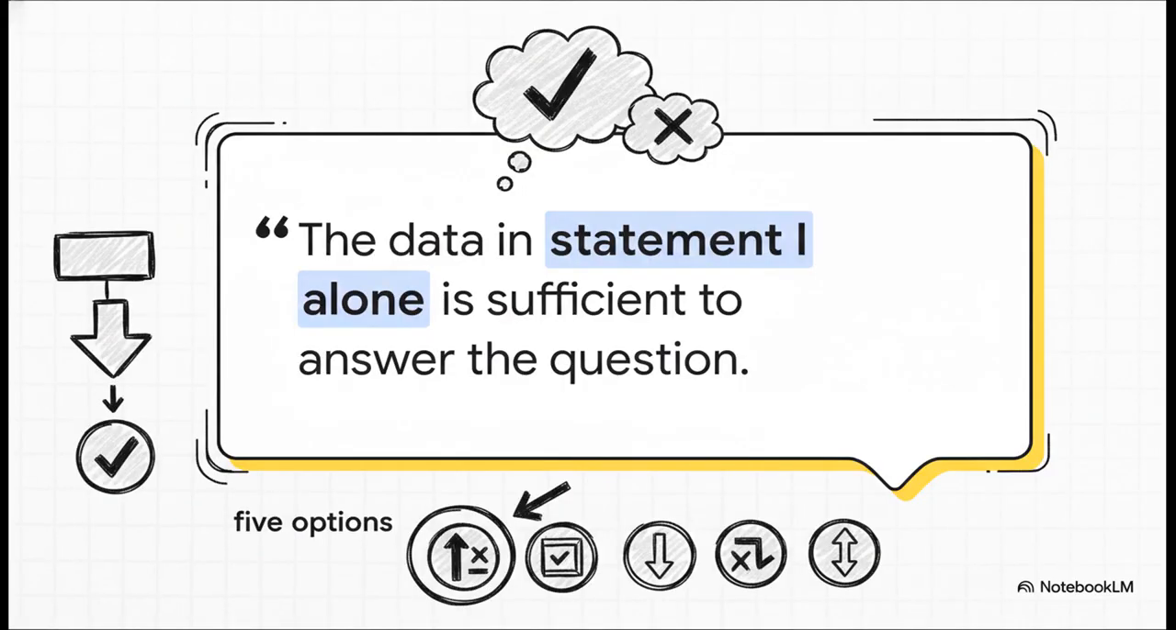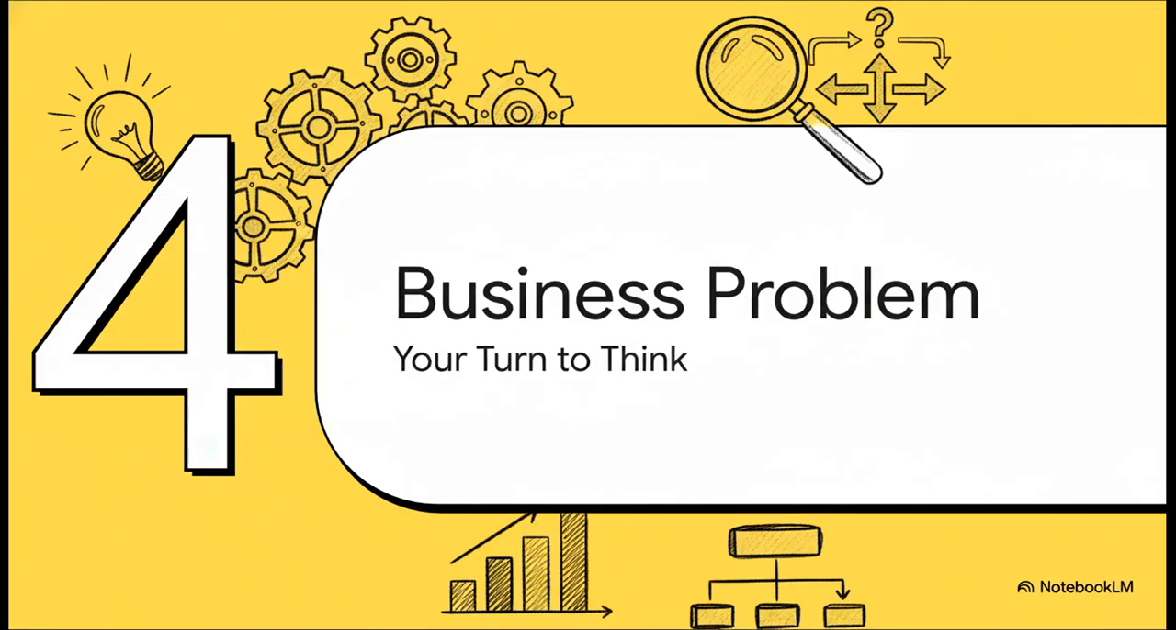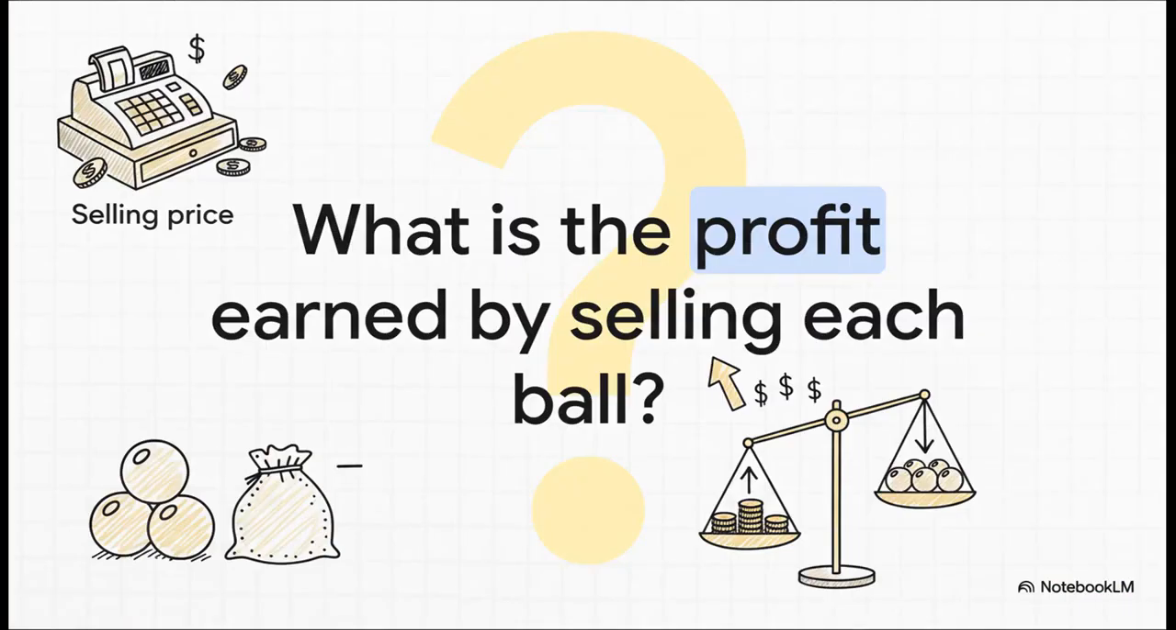So, let's put it together. Statement 1 worked, statement 2 didn't. That points us directly to one answer and one answer only. The data in statement 1 alone is sufficient to answer the question. See how that works? Okay, let's try another one. This time, a classic business problem. As we go through this, try to think ahead and see if you can figure out the logic on your own. So the question is, what's the profit for each ball?